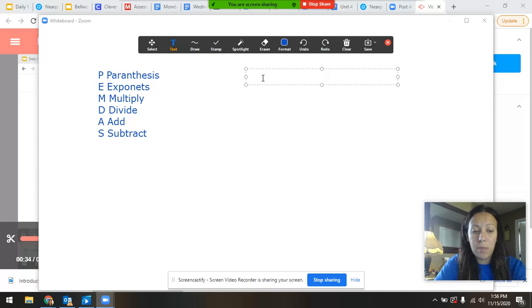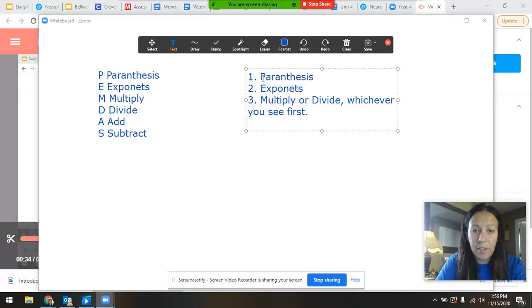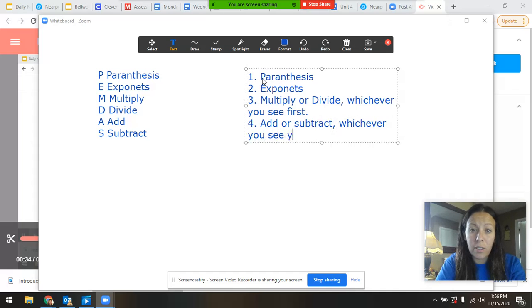And the way that we teach them here in 6th grade is we do parentheses first. And step number 2 is exponents. Step number 3 is multiply or divide, whichever you see first. And then step 4 is add or subtract, whichever you see first.